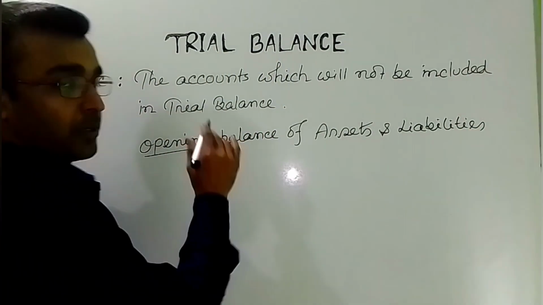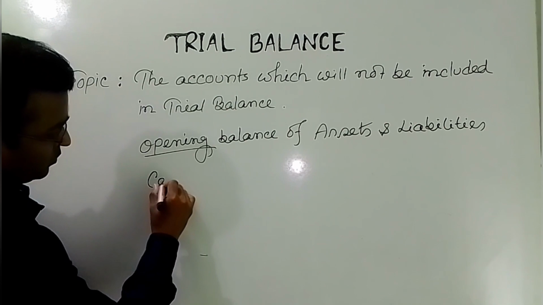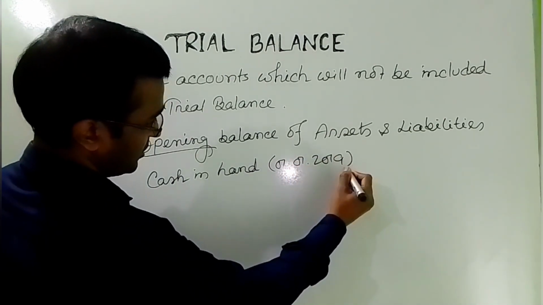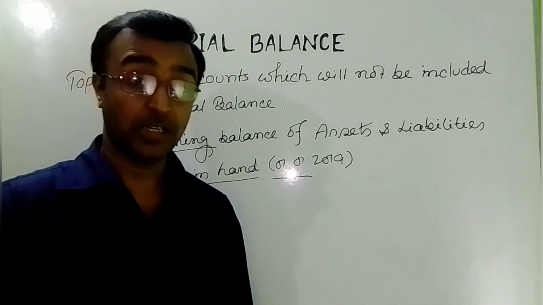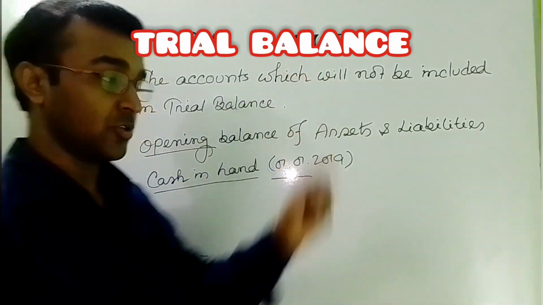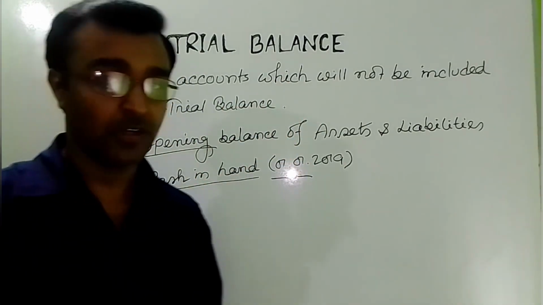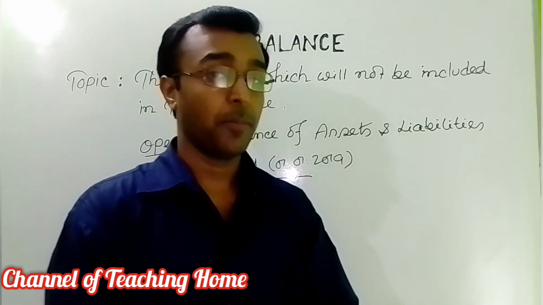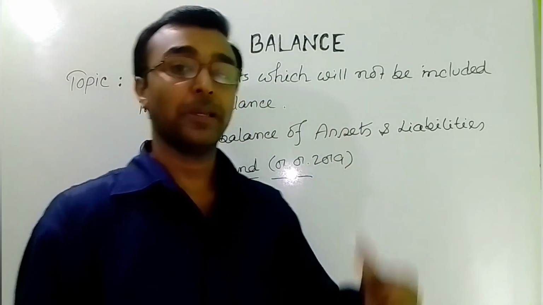Here, opening means the first date of the year or the starting period of a business. For example, cash in hand 01/01/2019. Here 01/01 means the first date of the year, and cash in hand is one kind of current asset. The opening balance of assets and liabilities will not be included in trial balance. So cash in hand is a current asset and it has an opening balance. That's why it will not be included here. But the main reason behind it is that each and every organization has to calculate their assets, liabilities, income, expenses as well as equity after a certain period of time, I mean the last date of the year. That's why the opening balance will not be included.